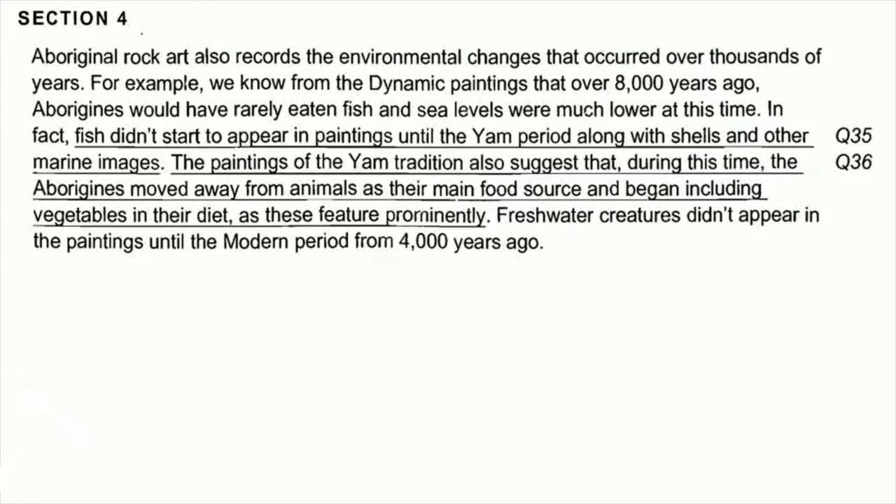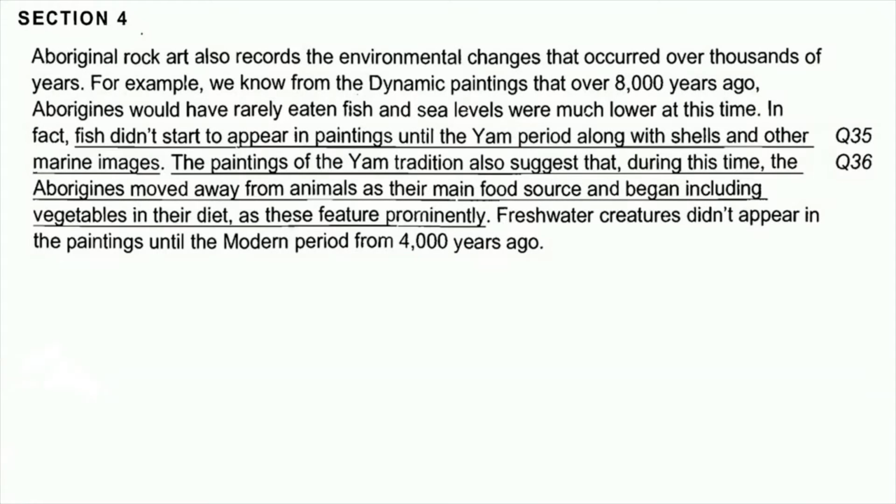Aboriginal rock art also records the environmental changes that occurred over thousands of years. For example, we know from the dynamic paintings that over 8,000 years ago, Aborigines would have rarely eaten fish and sea levels were much lower at this time. In fact, fish didn't start to appear in paintings until the yam period, along with shells and other marine images.